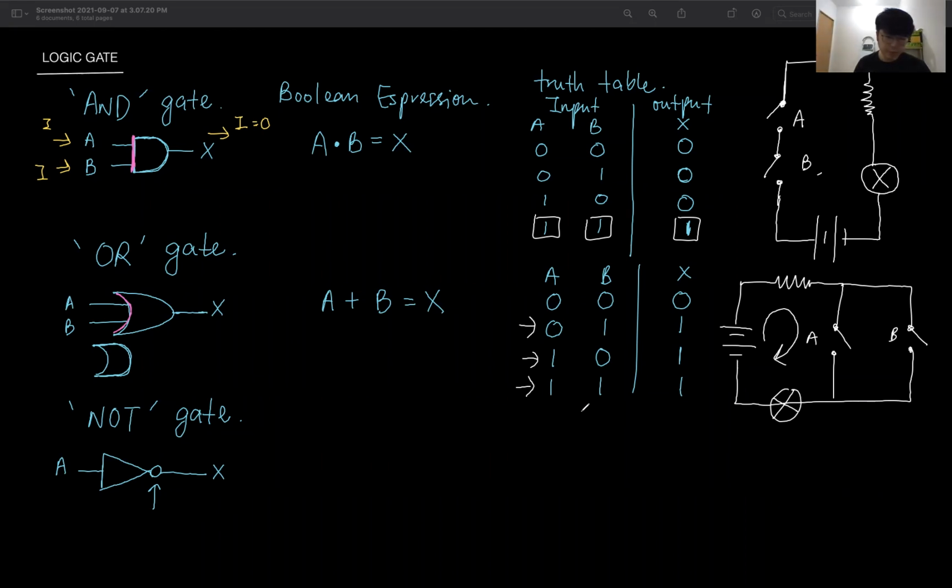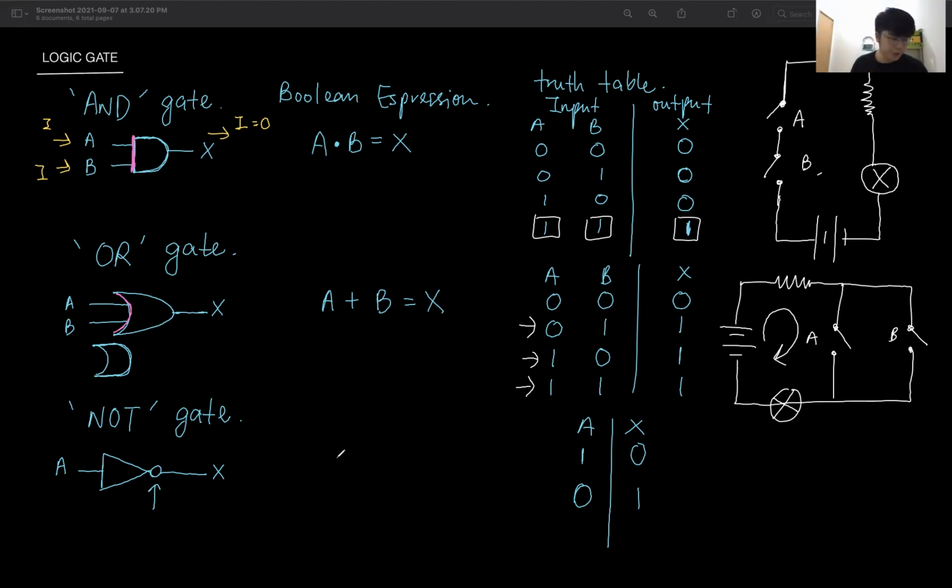Okay, the truth table, because it only has one input, right? So A and X. If the input has current, then it will reverse it. Output is 0 because it's a NOT gate. So not A, it will reverse it. If the input is no current, not this, so it's 1. It inverted. Okay, so that is NOT gate.